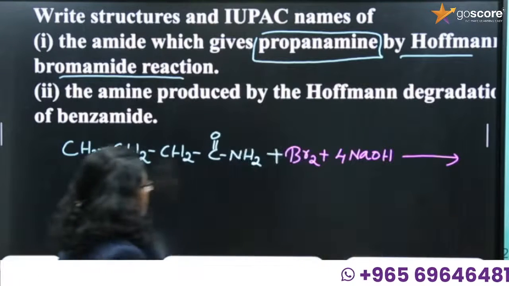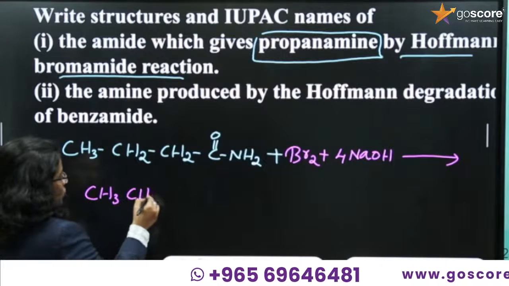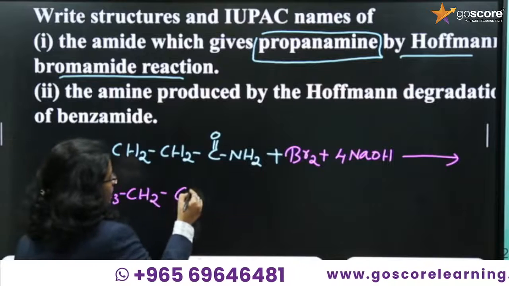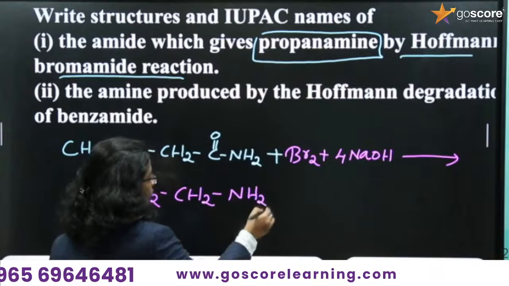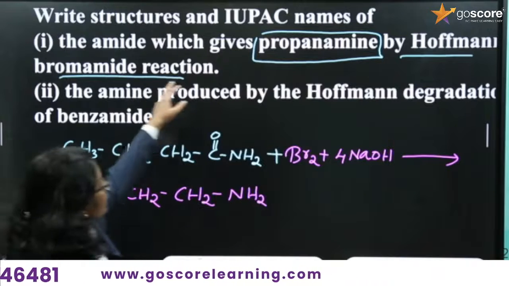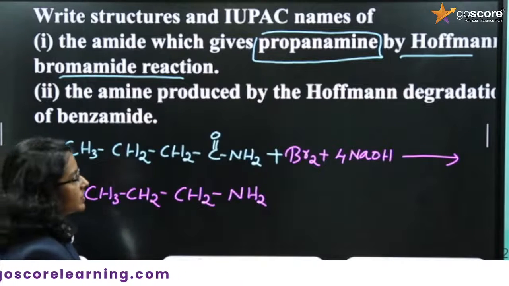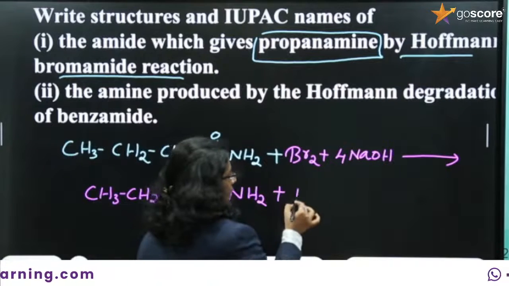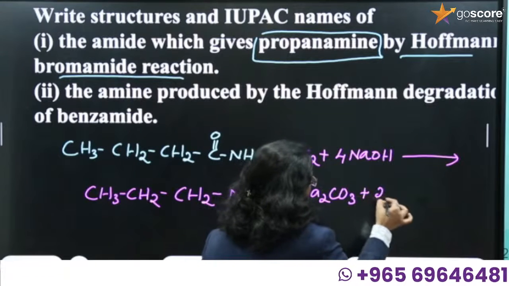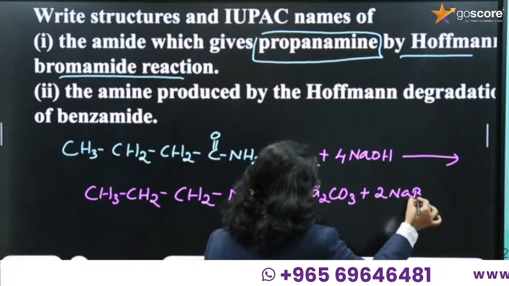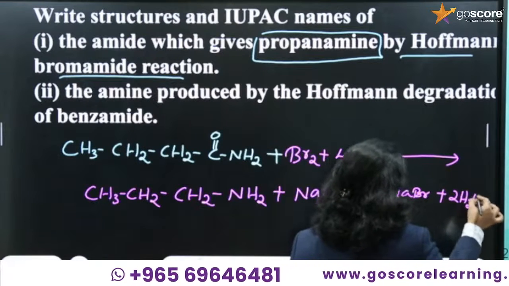You will get CH3, CH2, CH2, NH2. We get the product. What is the product? Propanamide. What we get? Propanamide. Simple, is it? Along with that, Na2CO3, sodium carbonate, plus NaBr plus H2O will be formed.